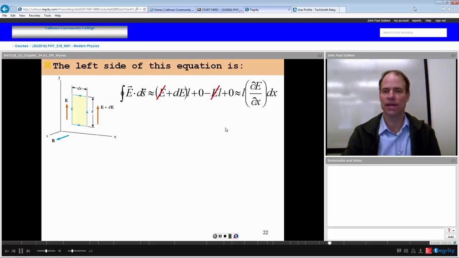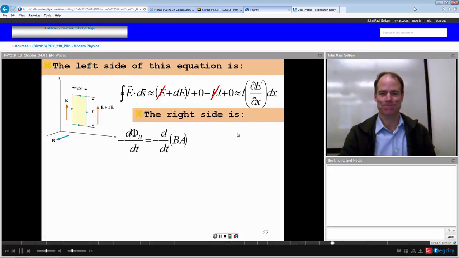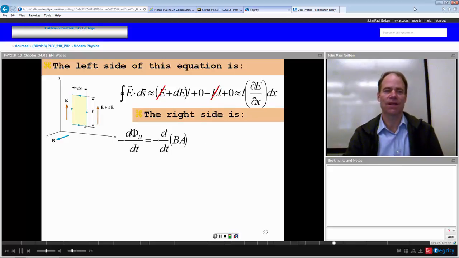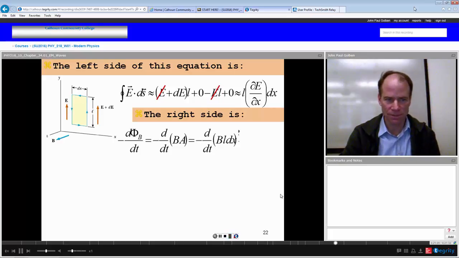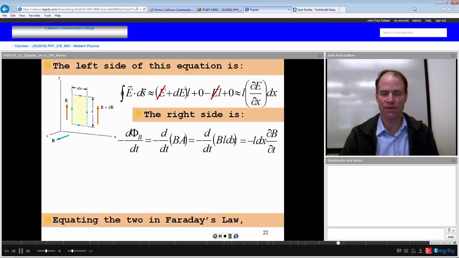Adding all these terms together, we'll get that the integral of E dot ds is approximately equal to L, the partial derivative of the E field with respect to x, dx. Looking at the right-hand side, the change in magnetic flux with respect to time, the flux is going to be the field times the area, and the area in this case is going to be equal to L times dx. So we have that the right-hand side of Faraday's law is going to be negative L dx, partial derivative of the magnetic field with respect to time.